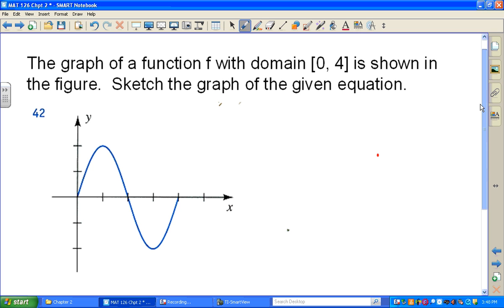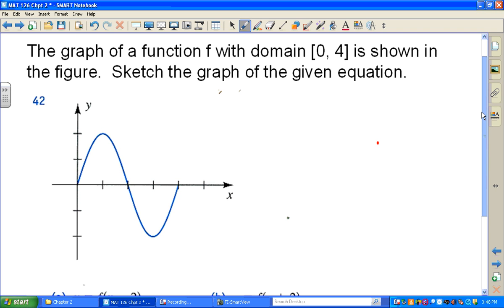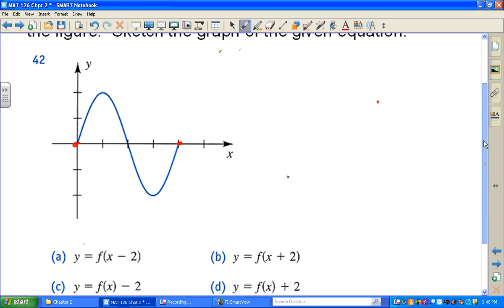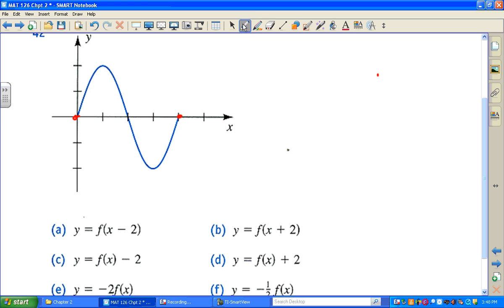The graph of a function f with domain 0, 4 is shown in the figure. That means the x values can only go from 0 to 4 with closed dots. Sketch the graph of the given equation. Oh, I see. This is going to be fun. If you have this, which is actually the graph of the sine, well, not sine, but close to it.